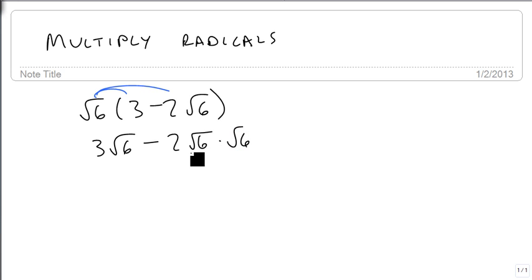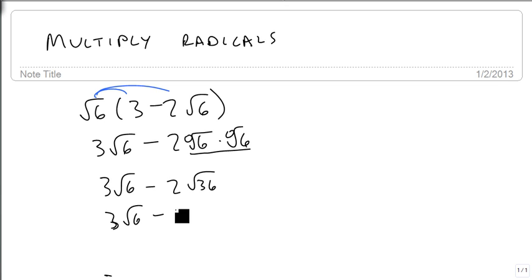And remember, whenever we multiply radicals at the same index, we simply take their insides and multiply them. And so we get 3 square roots of 6 minus 2 times the square root of 36, which is 3 square roots of 6 minus 2 times 6. And our final answer is 3 square roots of 6 minus 12.